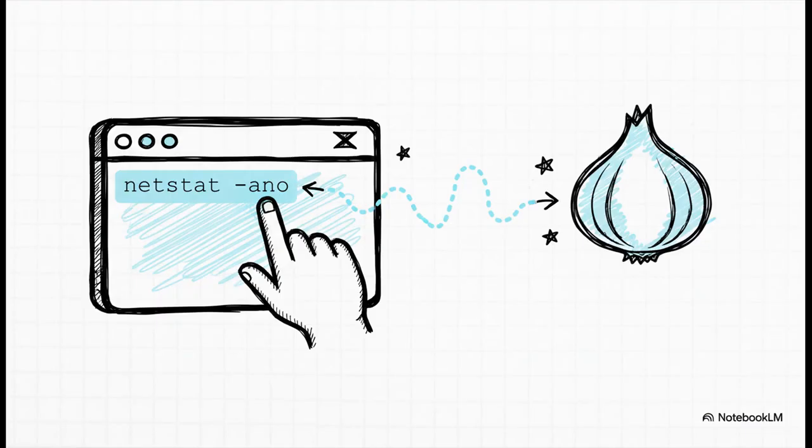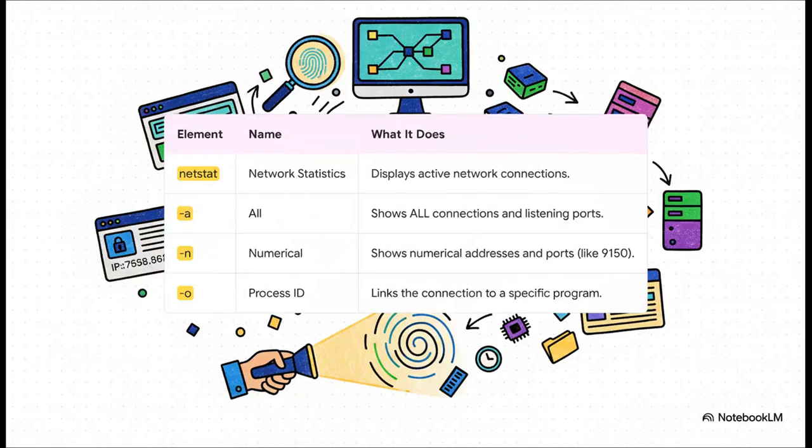Sometimes it all starts with something as simple as one command. Let's say an investigator gets their hands on a suspect's computer. The very first thing they might type is netstat -ano, just to see if that machine is even talking to the Tor network. This command basically gives them a live look at all the computer's network connections.